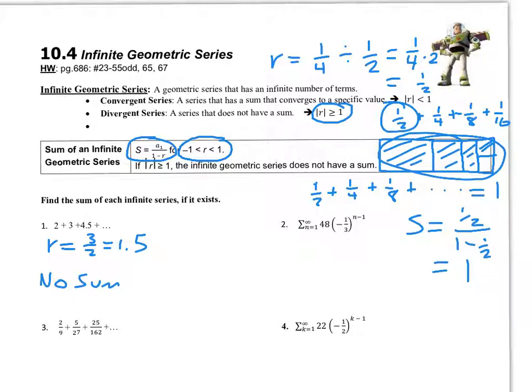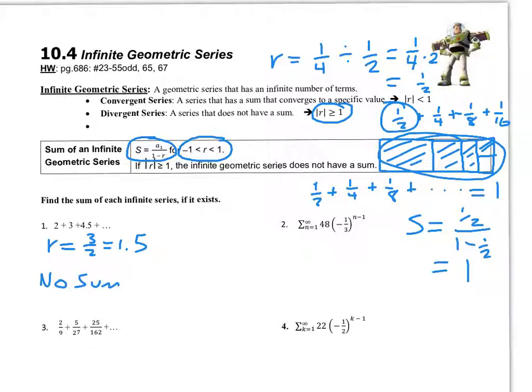Okay, on number 2, it's easy to find r when it's in exponential form. r will just be the base. So on number 2, the base is -1/3. That's your r value, so r equals -1/3. We know that that satisfies the condition of being between -1 and 1, so we can find the sum.